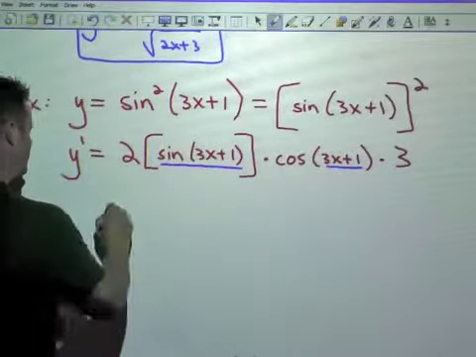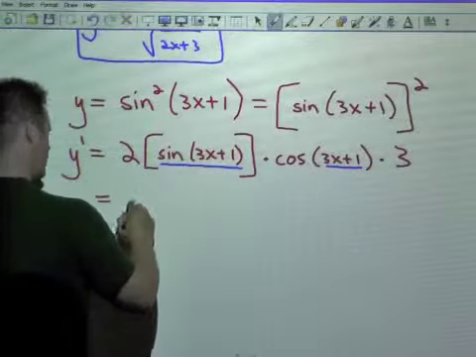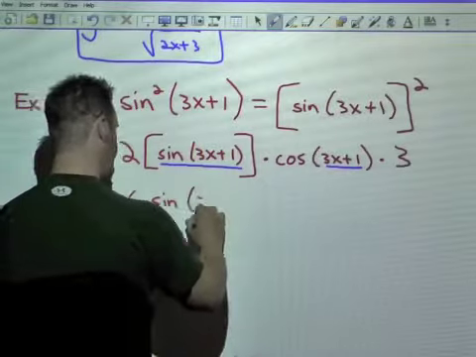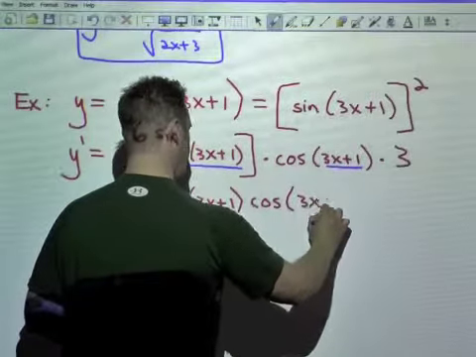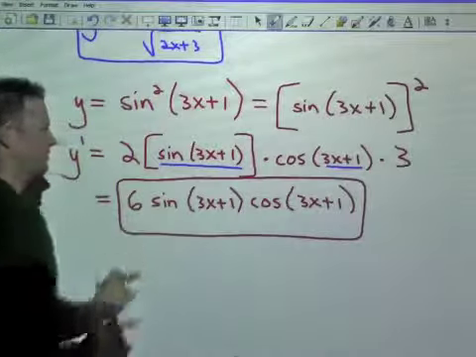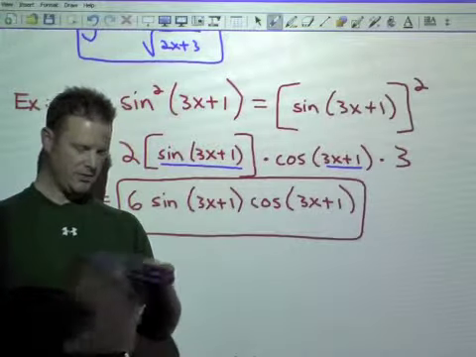Right? Now, just putting it all together, I'll put the 3 and the 2 together to make 6. The other stuff just can't really be simplified, so I'm just going to write them down next to each other. So that would be the derivative of that function. Okay, so it's a little tricky when you have more than one function embedded.